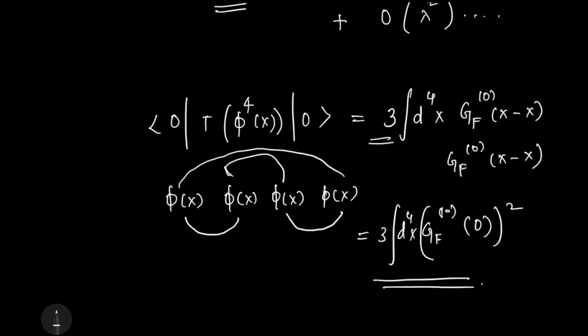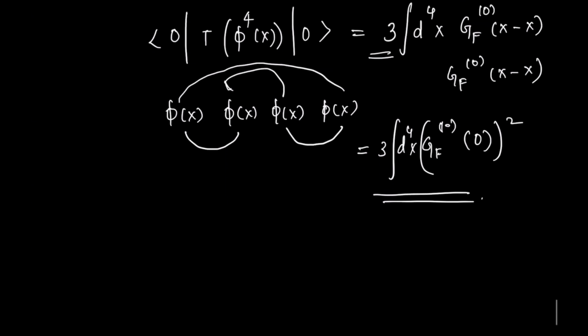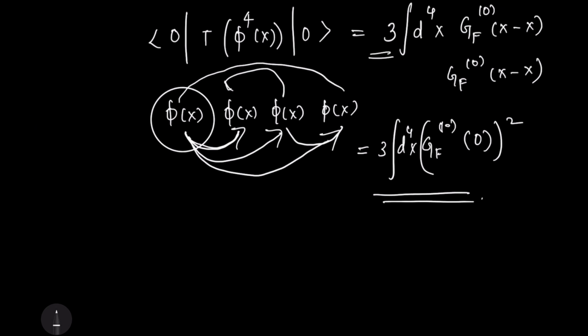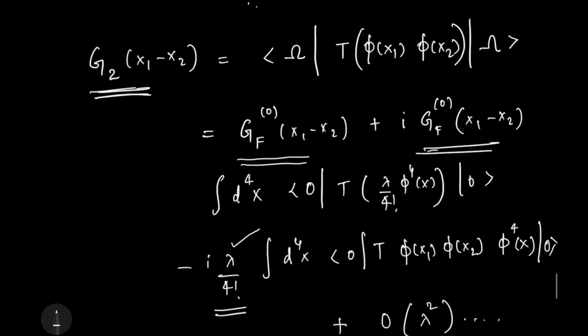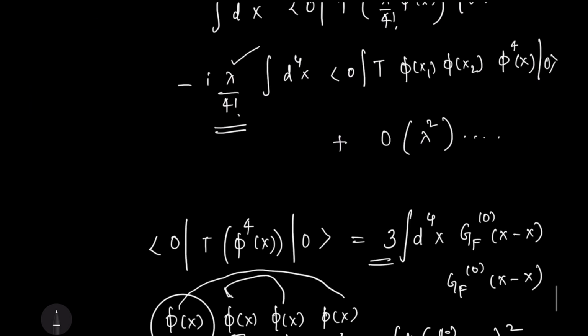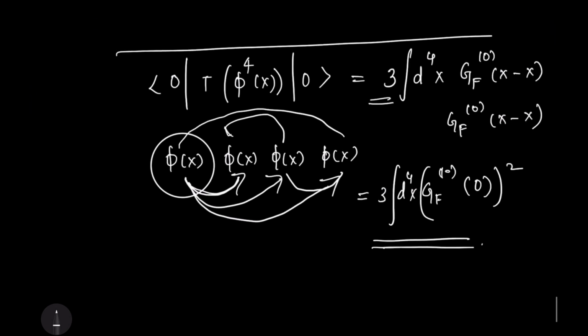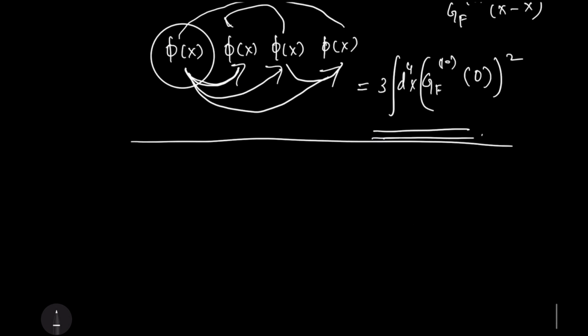Why 3 here? Because the number of permutations it can take will be 3. I have one phi of x; if I fix this one, then it can be paired with the other 3 phi of x. There are 3 ways for the pairing, which is why I have written a factor of 3. Fine. Likewise, I have to write for G2 of x1 minus x2. This entire term I have to write. This is just an example for one term. Similarly, I have to write for all these terms. So let's start writing.